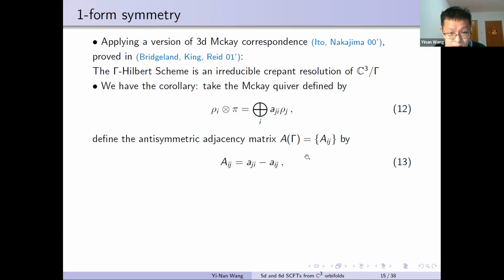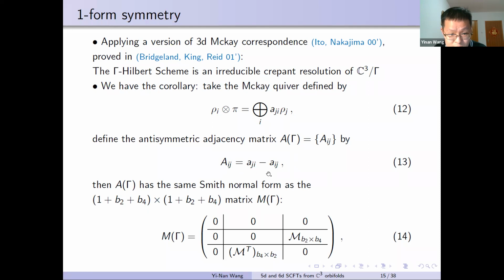So now the statement is that A gamma, this big matrix, has the same Smith normal form as the extended intersection matrix, which has dimension 1 plus b2 plus b4 times 1 plus b2 plus b4, that we call M gamma. Basically here, each column and row represents a different topological cycle. For example, this is a 0-cycle, these are the 2-cycles, and these are the 4-cycles, and so on. After you define this, you only get a non-zero value when you take the intersection product between a 2-cycle and a 4-cycle. That's why these two blocks are the only non-zero components.